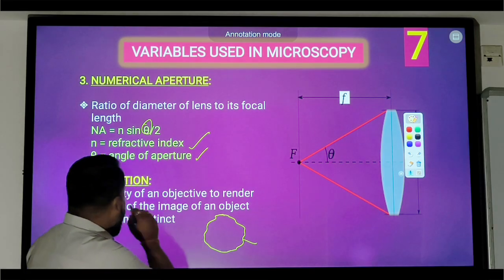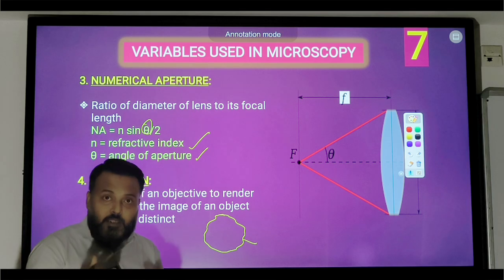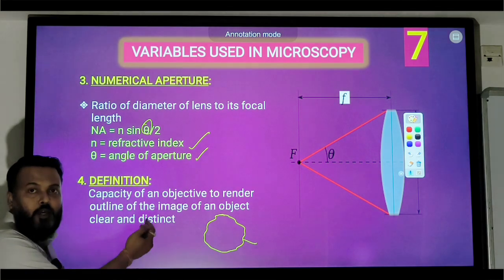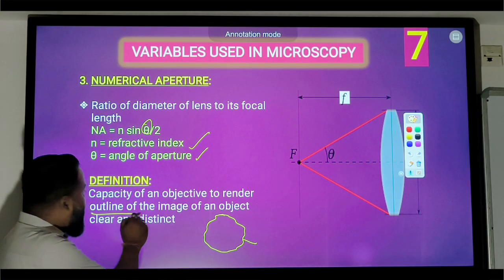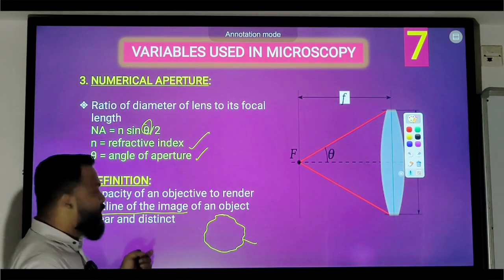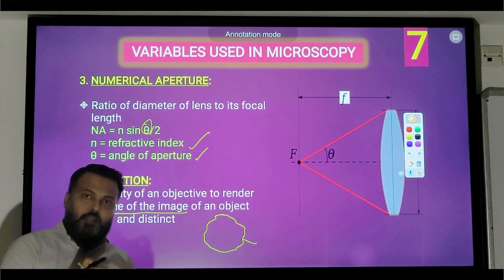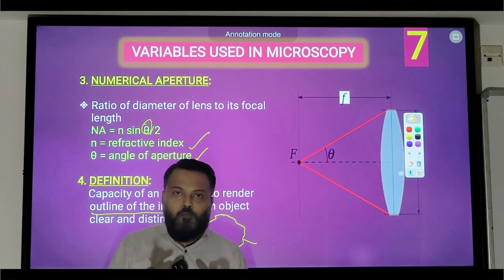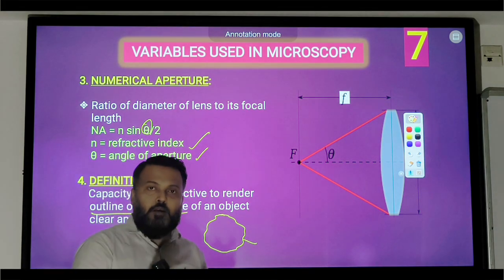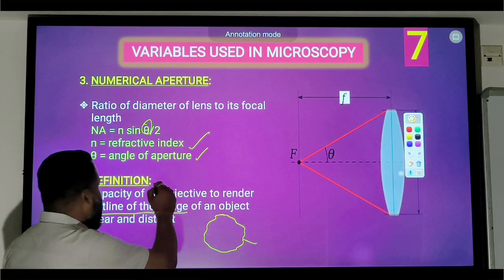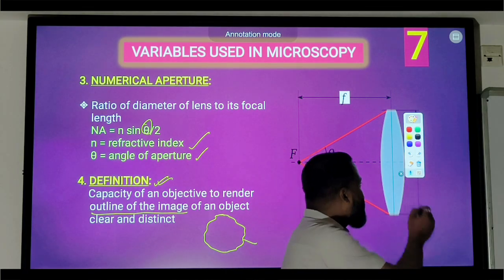So here definition means the capacity of an objective lens to render an outline of the image. That means it helps you to see an outline of the image of an object, and that to be very clear and distinct. If the objective lens is providing you with a clear outline of an object, then this particular variable is termed as definition. I hope this will be clear for you.